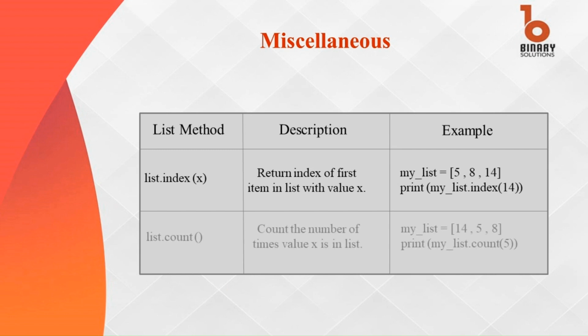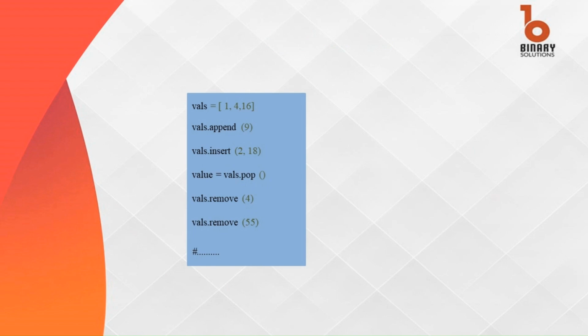The count(x) method, on the other hand, counts how many times a particular value x appears in the list. For example, in the list my_list = [14, 5, 8], calling my_list.count(5) returns 1 as the value 5 appears once in the list. These methods are particularly useful for searching and analyzing the contents of a list in Python, offering flexibility in handling list elements efficiently. This program demonstrates the concept of in-place modification using list methods in Python.